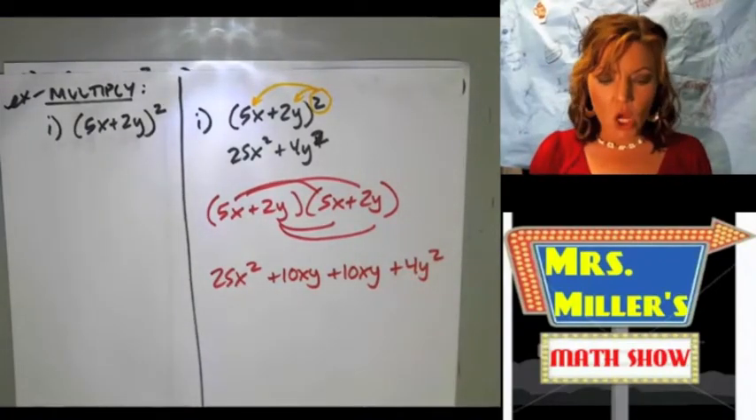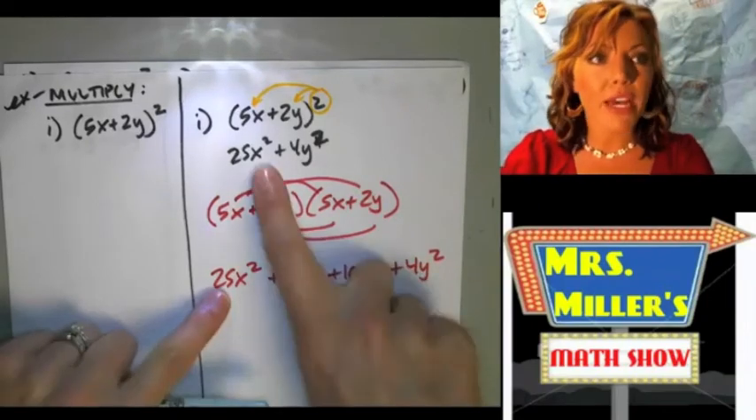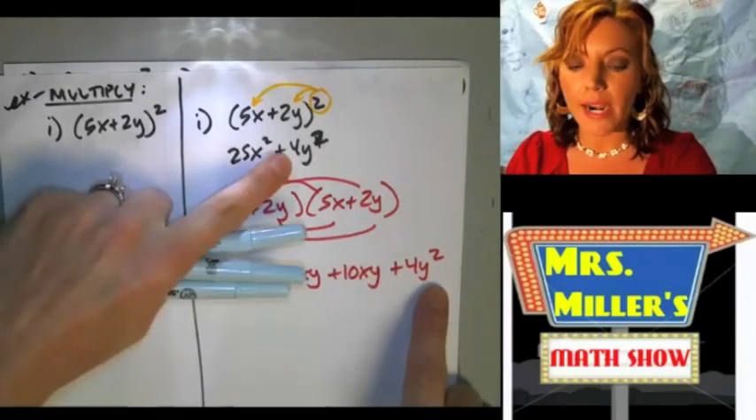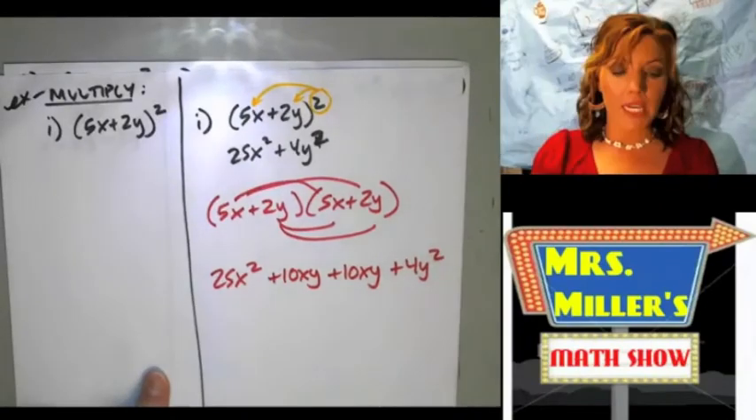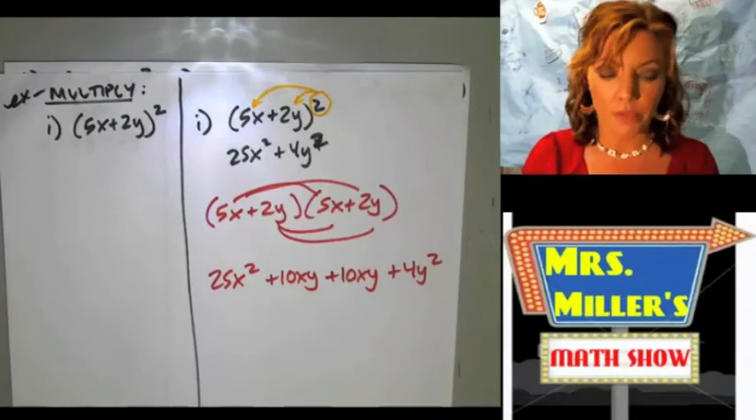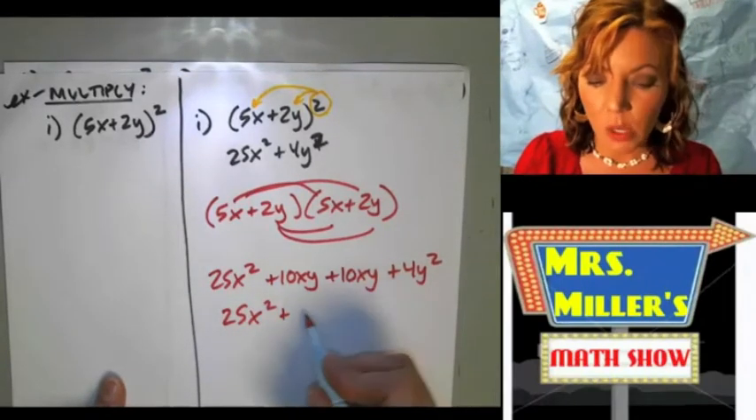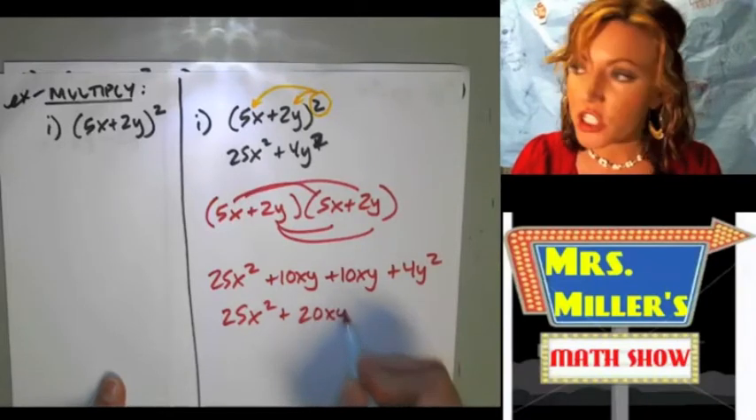All right. Well, all right, everybody, check it out. So we have the 25x squared, and we have the 4y squared, like we initially did in the beginning. But what happens with these 10xy plus 10xy? Sloan. Don't you add them? Okay. So that's how many xy's total? 20xy.